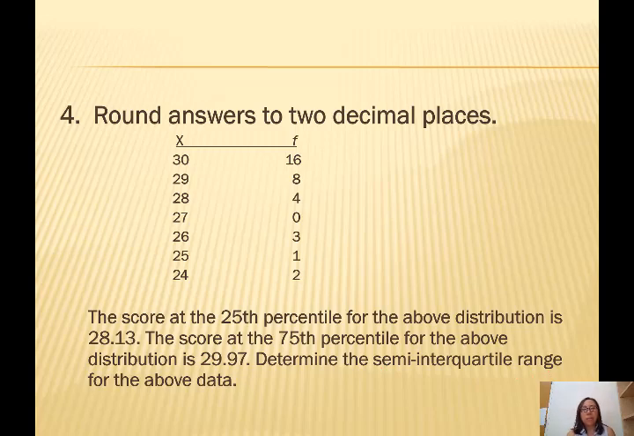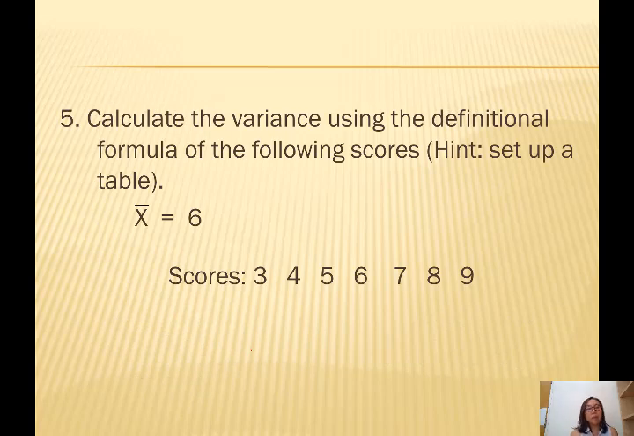So to determine the semi-interquartile range for the above data, we recall from the formula for semi-interquartile range that we want to just take the difference between these 2 scores, or the 75th percentile minus the 25th percentile, right, and take the average of the difference, and that should give you your semi-interquartile range.